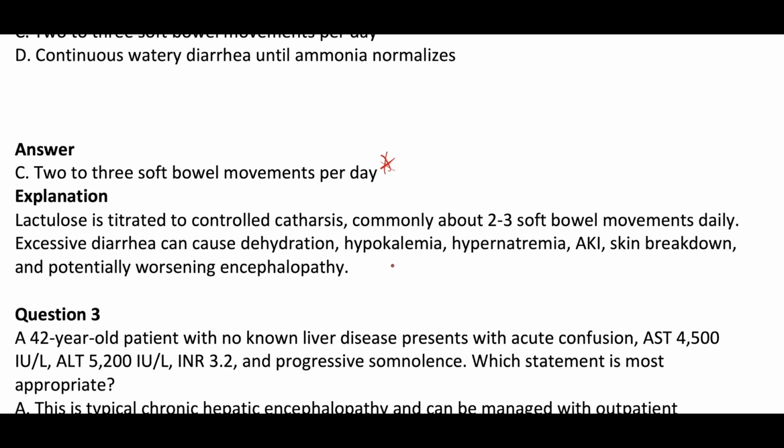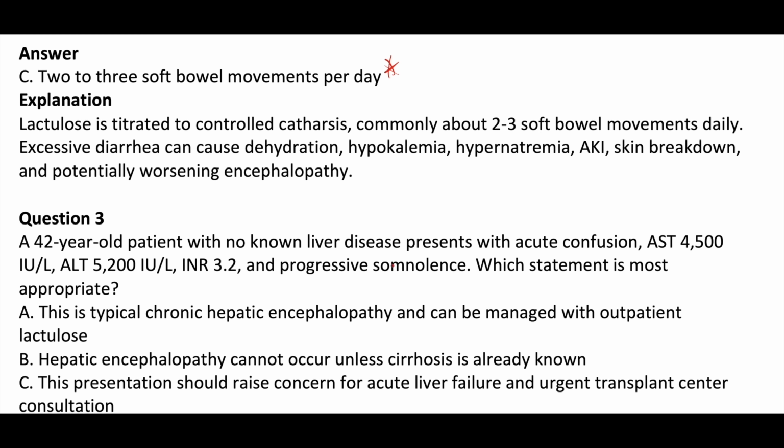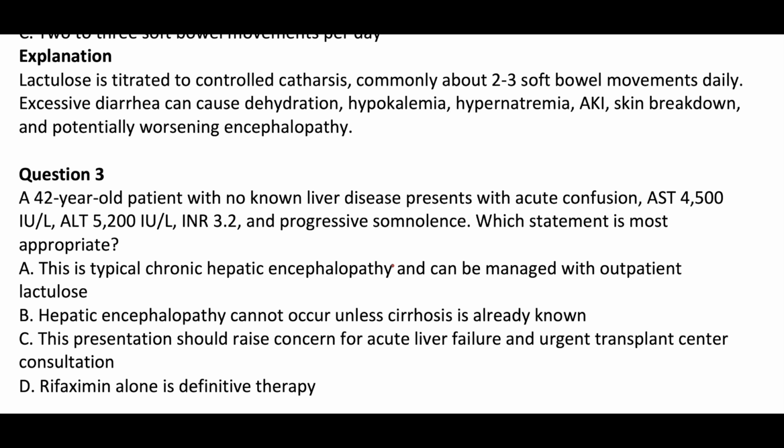All right, last question but not least. A 42-year-old patient with no known liver disease presents with acute confusion, AST of 4,500, ALT of 5,200, INR 3.2, and progressive somnolence. Which statement is most appropriate?